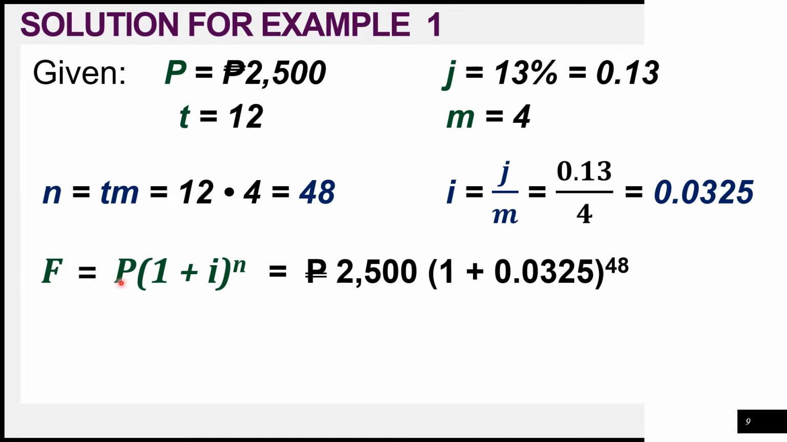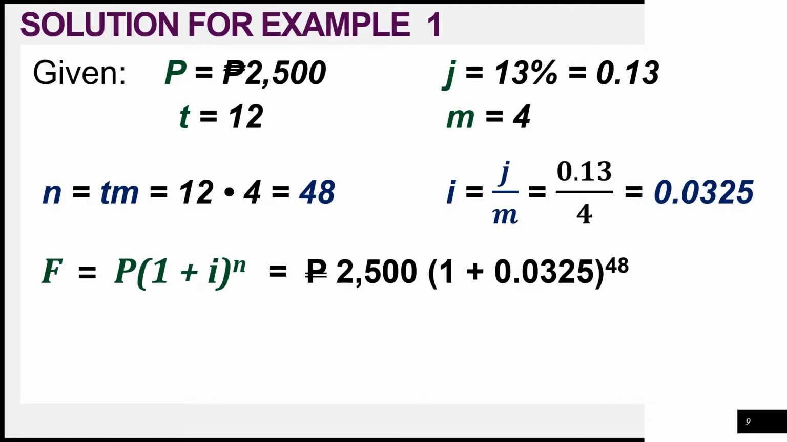F equals P times the quantity of 1 plus i raised to the power of n, and we substitute the values for these variables. We have 2,500 pesos times the quantity of 1 plus our i, which is 0.0325, raised to the power of 48, which is our n.